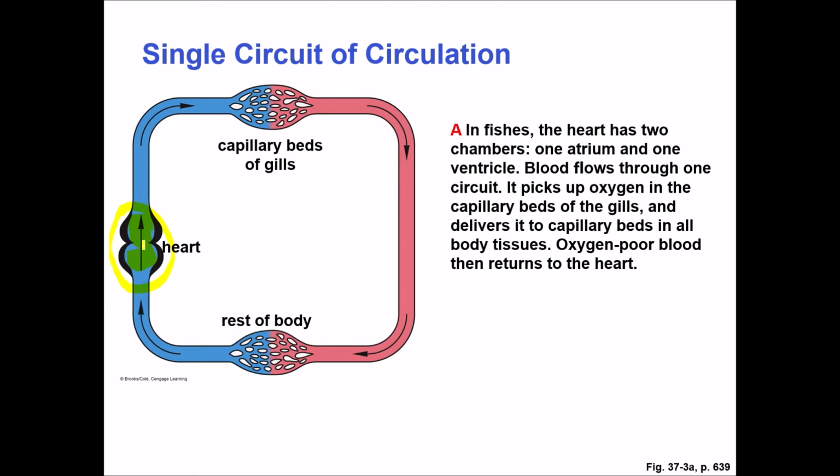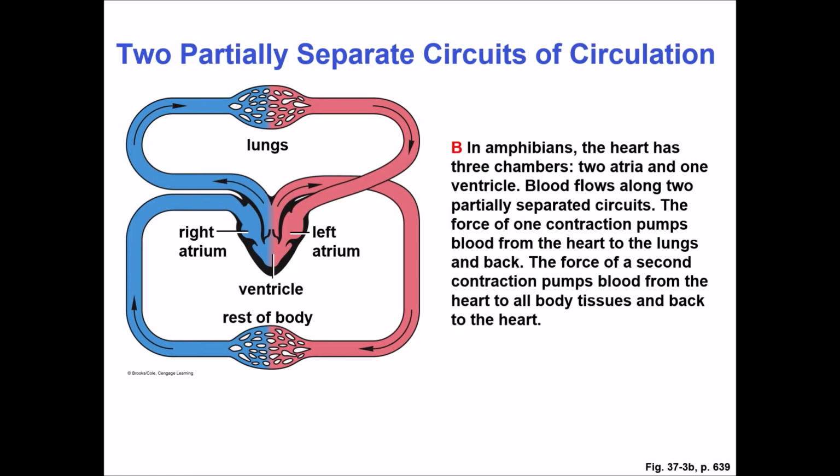The heart, basically, as in the other organisms, is just pumping the blood as much as it can. Then we have the two partially separate circuits of circulation. It is present in amphibians. It is called partially because it's not totally separated into a double system.